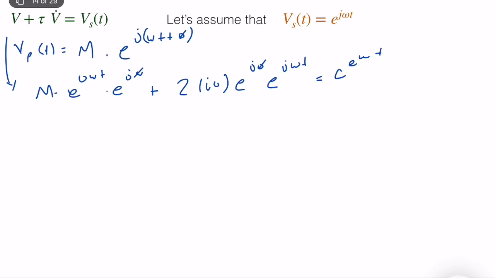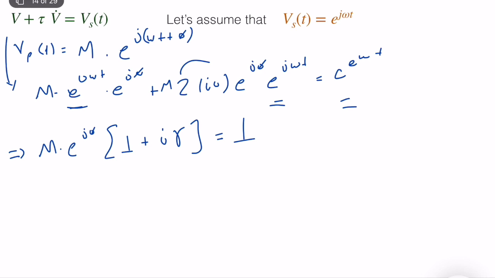As you can see, I have e to the power j omega t in every term, and this equality should hold for all possible t. So I can just ignore e to the power j omega t from the equation and simplify it a lot. Of course, there should be some m here. So if I also remove m times e to the power j phi, I will obtain something like this: 1 plus j gamma, because it is tau times this, is equal to 1, right? It's very simple. M times e to the power j phi, which is a complex quantity, is equal to 1 over 1 plus j gamma.